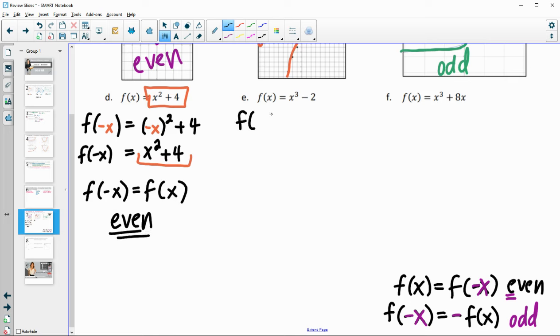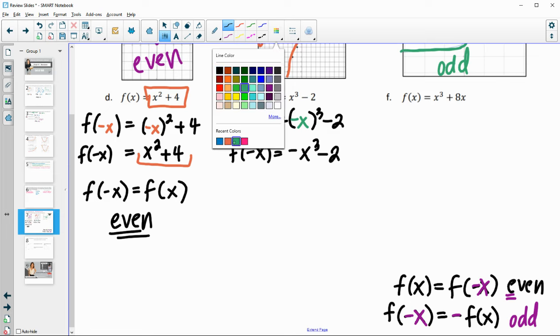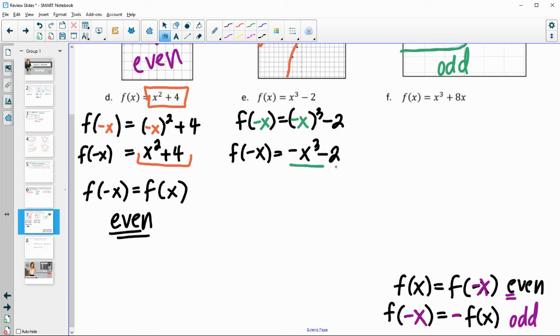So we'll do that again over here. We're going to plug in negative x everywhere we see an x. So we have f of negative x, plug it in here. Negative x cubed is going to be negative x times negative x, which is positive x squared, times negative x again, which gives us negative x cubed. And then we have minus 2.